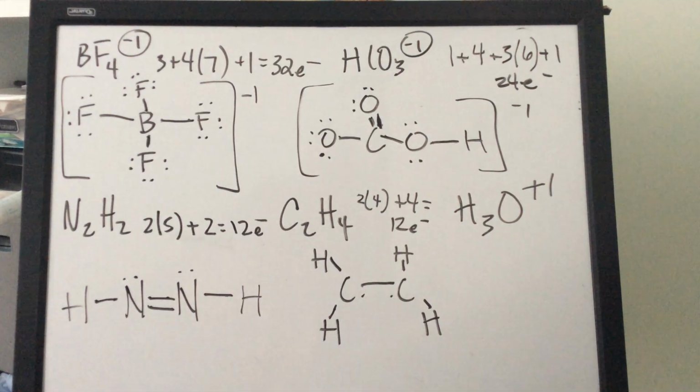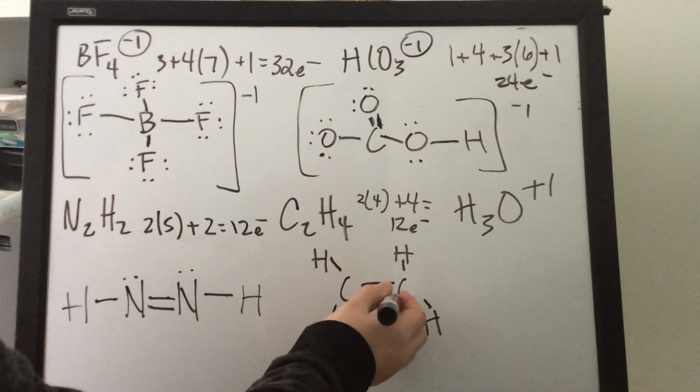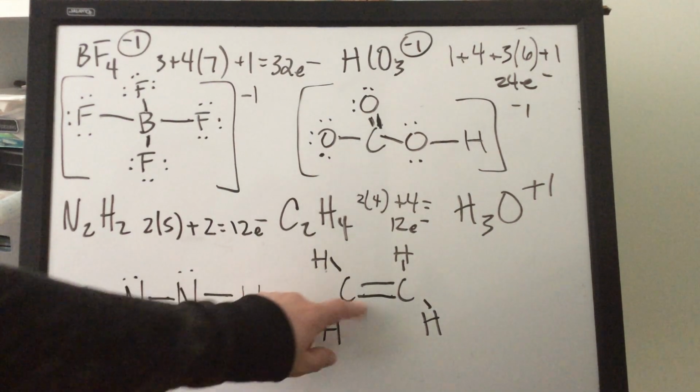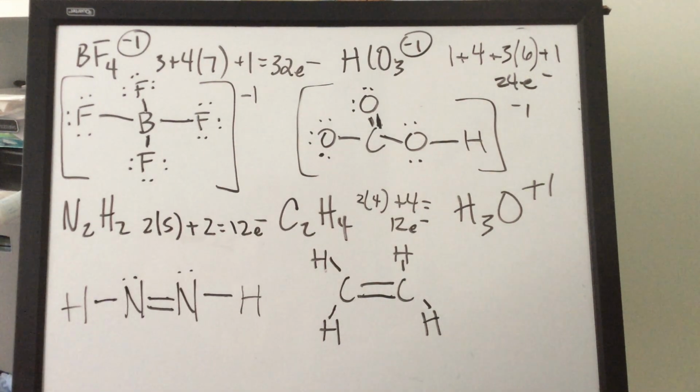We notice that those carbons do not have an octet, so again those single electrons are kind of screaming to double bond, and so this is a double bonded carbon. 12 electrons total. 2, 4, 6, 8, 10, and 12. Notice every single one of those electrons is shared in this case.